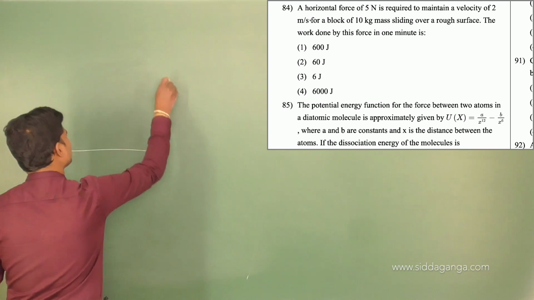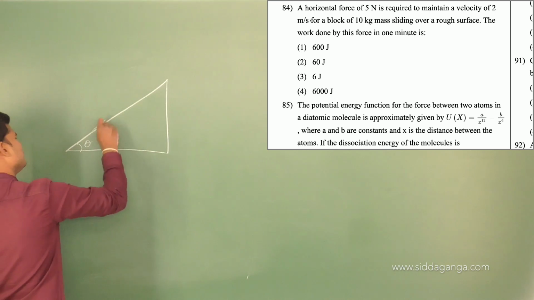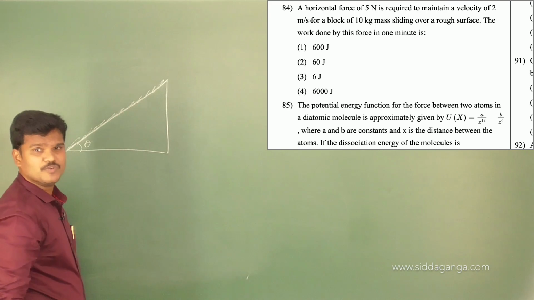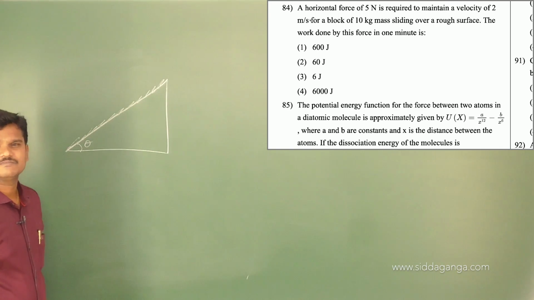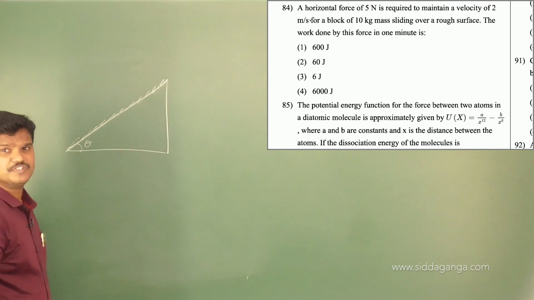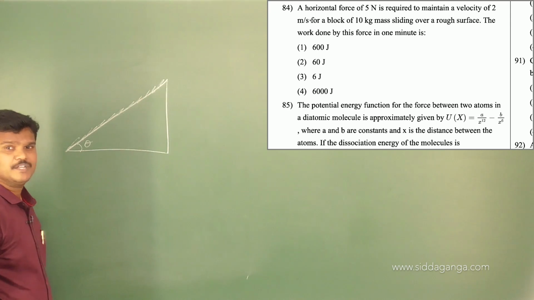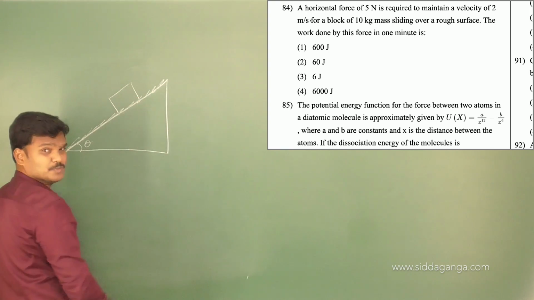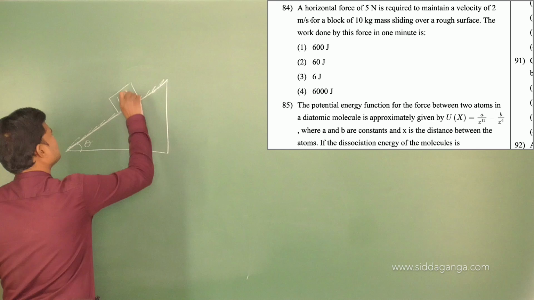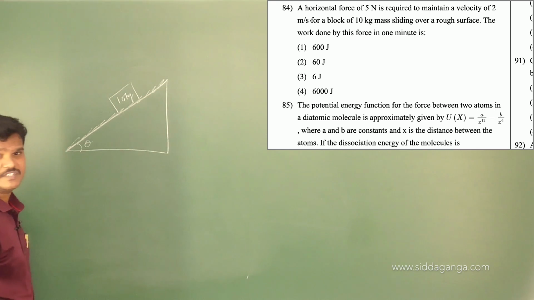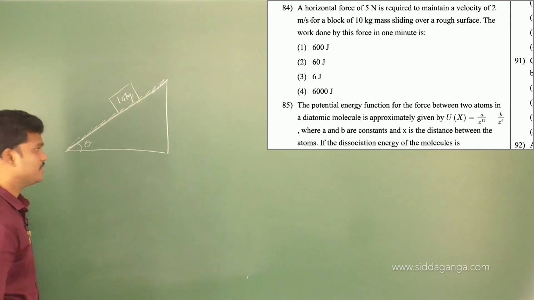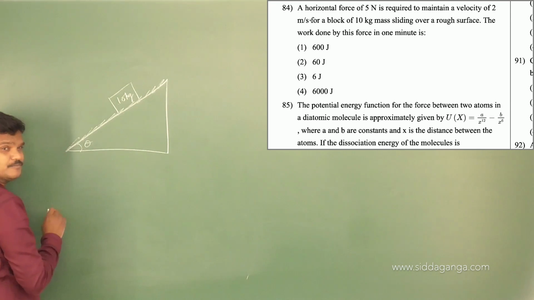Let us suppose, see, this is the rough surface. They have not given the coefficient of friction, so no need to worry about the mu value. They gave a rough surface, and the block has to be moved with a speed of 2 meter per second. Then let us see how much work is done in moving the block on this surface. See, this is the block whose mass is mentioned as 10 kg. And how much force did they apply? 5 Newton. The force applied on the block is 5 Newton.